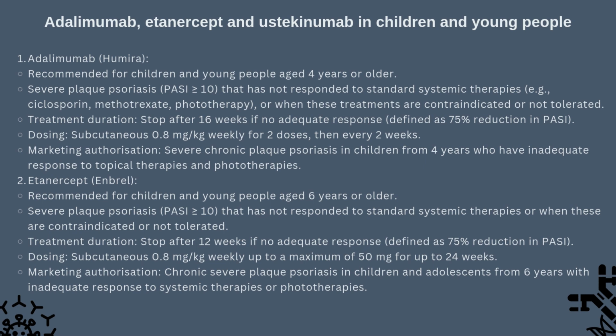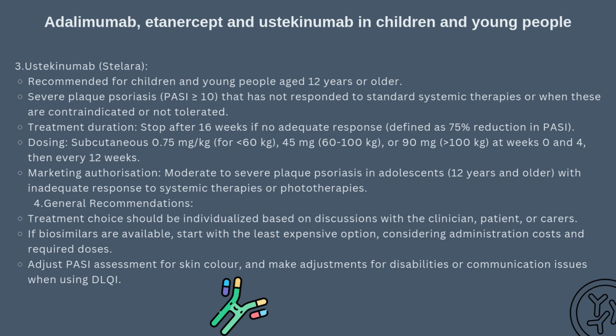Marketing authorization: chronic severe plaque psoriasis in children and adolescents from 6 years with inadequate response to systemic therapies or phototherapies. Ustekinumab, Stelara, is recommended for children and young people aged 12 years or older with severe plaque psoriasis, PASI ≥ 10, that has not responded to standard systemic therapies or when these are contraindicated or not tolerated. Treatment duration: stop after 16 weeks if no adequate response, defined as 75% reduction in PASI.